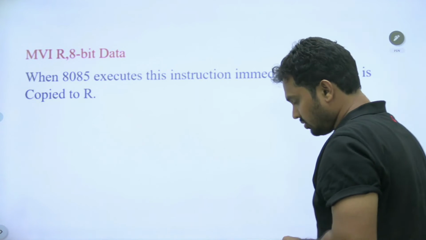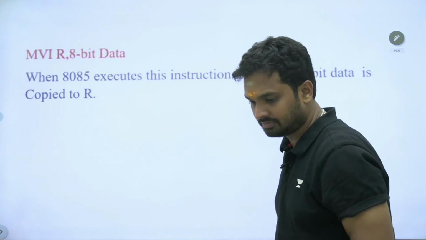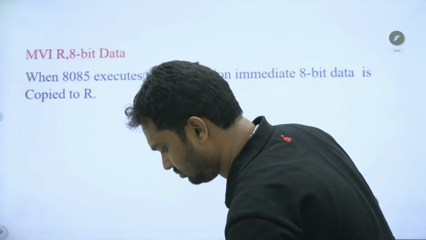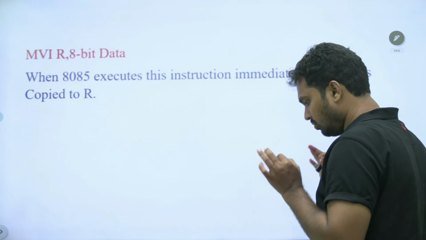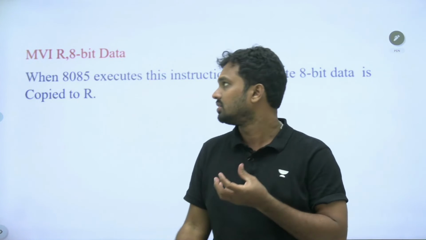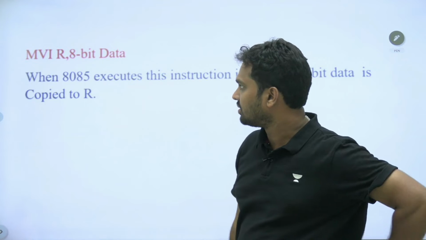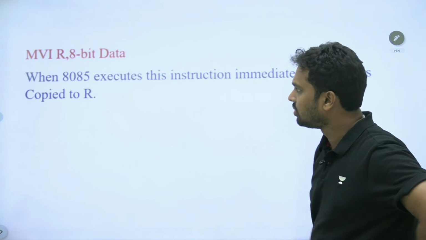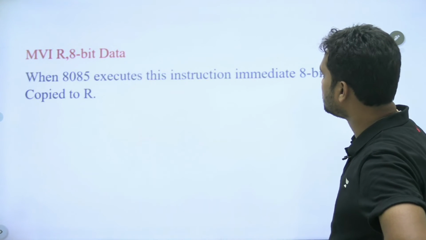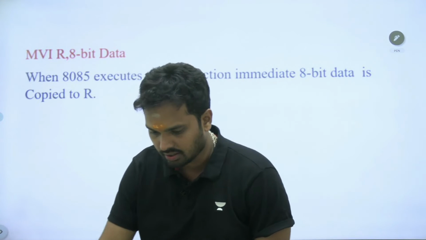Okay, so let's see this instruction, MVI R, 8-bit data. Here we move immediately the content of this 8-bit data to the register specified in the instruction. So when 8085 executes this instruction, immediate 8-bit data is copied to the register R.